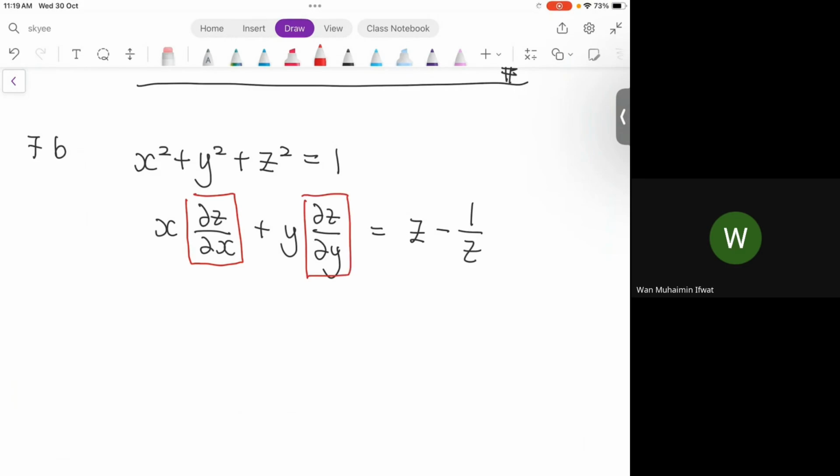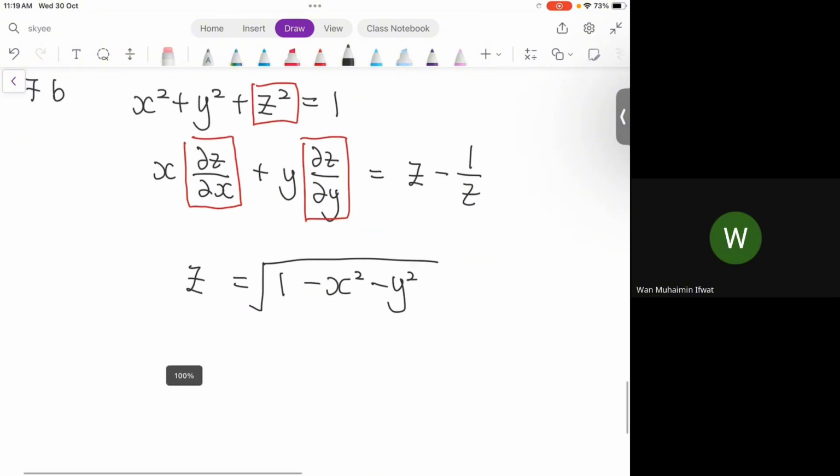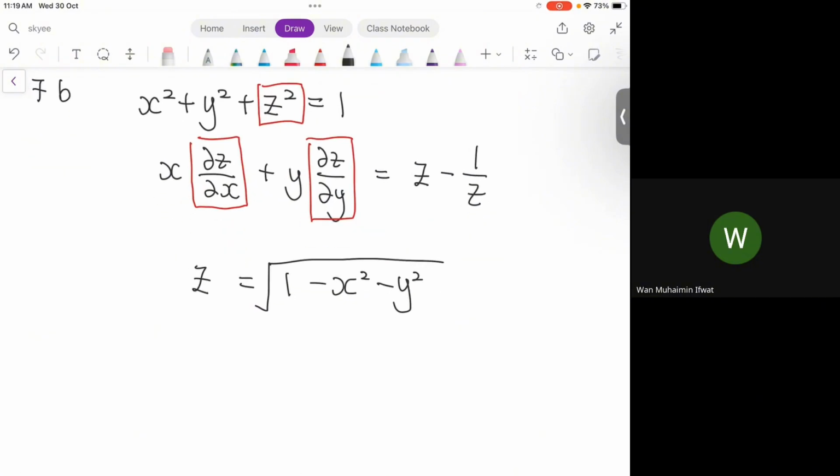So look at the z function. The z is here. And in fact, you can split it away from the x and y. When you rewrite it, it will be equal to the square root of 1 minus x squared minus y squared. So you can split the z away from the x and y. In this case, you don't need to apply the implicit partial differentiation. You can just differentiate as usual.